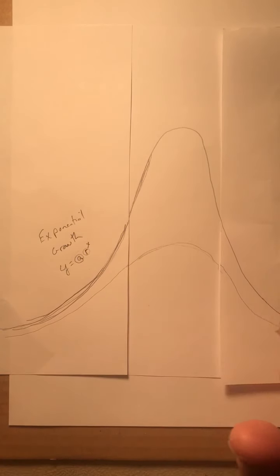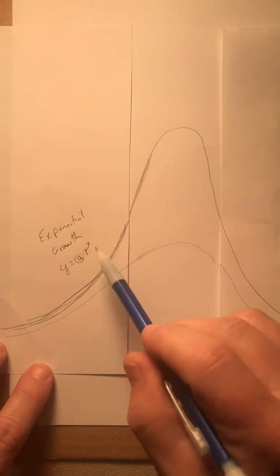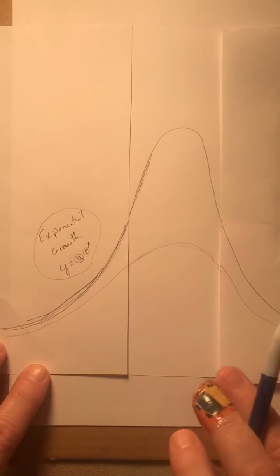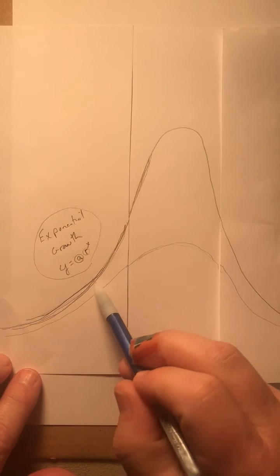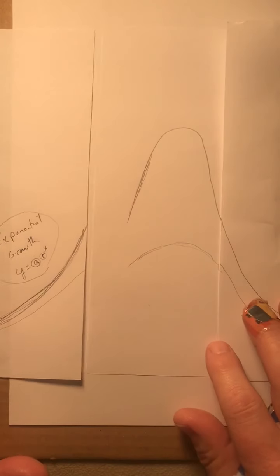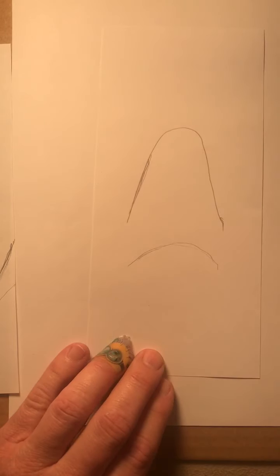All right. So let me get back to what we're doing. So this is our exponential growth one. So that's the first part I want you to do. And that is this part of our bell curve. The second part of our bell curve is this.